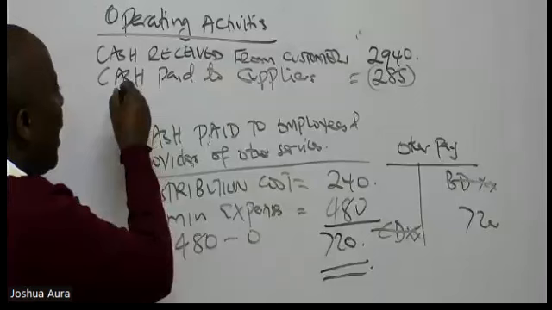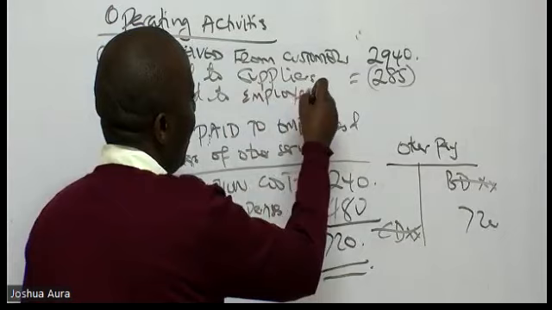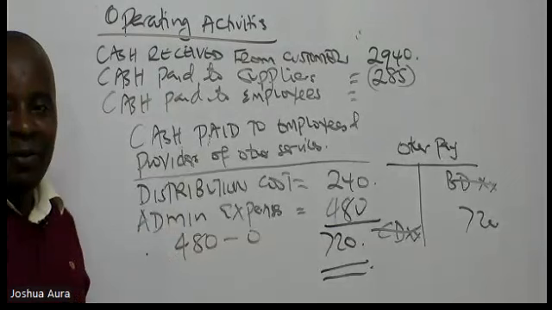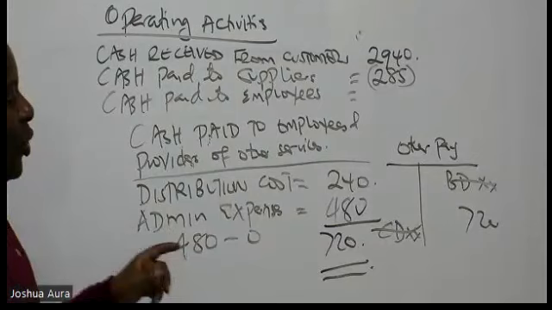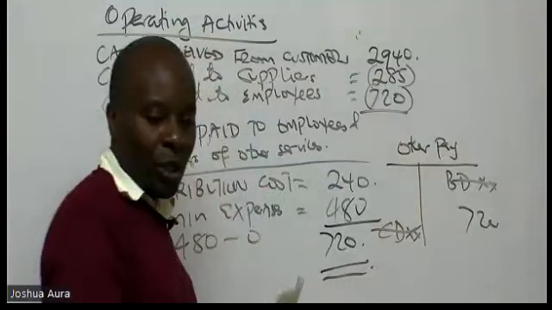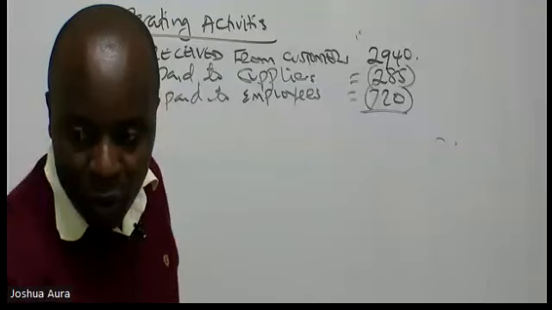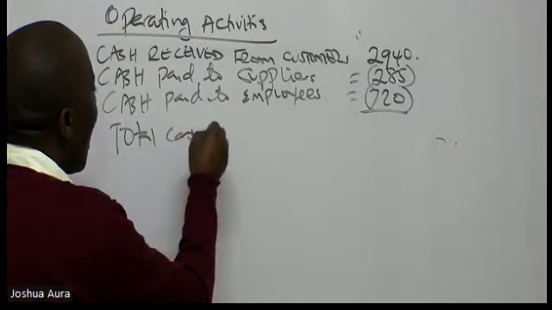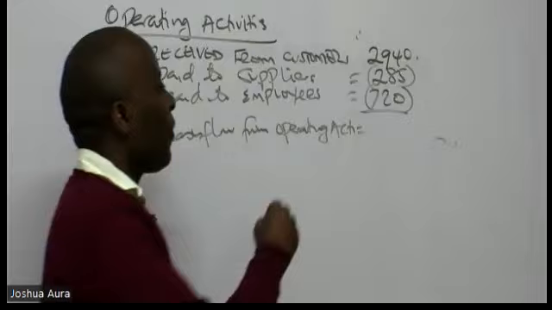And then we have cash paid to employees. We just leave it there. But I know that in terms of admin, we normally put rent, etc. Very many things there. That's why we are calling it in full, cash paid to employees and providers of other services, which you guys have given me a figure of 720. So please subtract there. And then you'll be able to give us the total cash flow from operating activities, 1935.